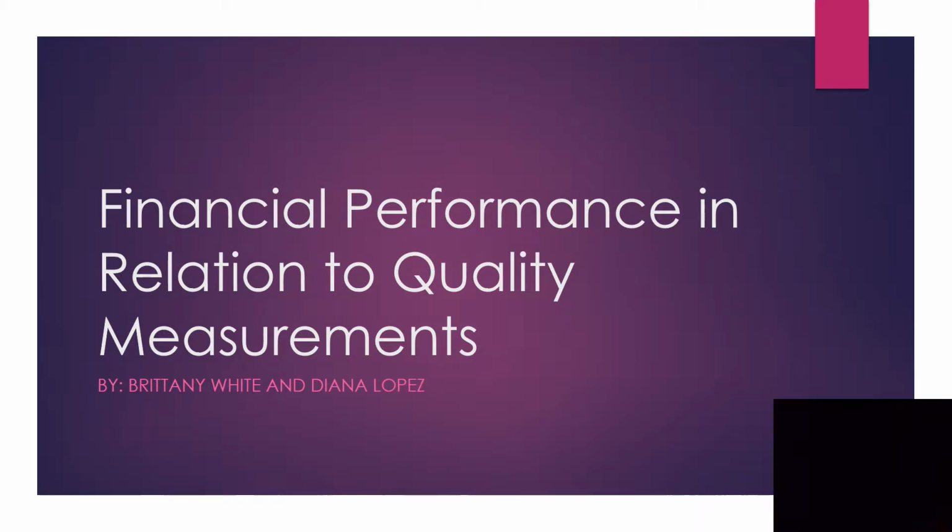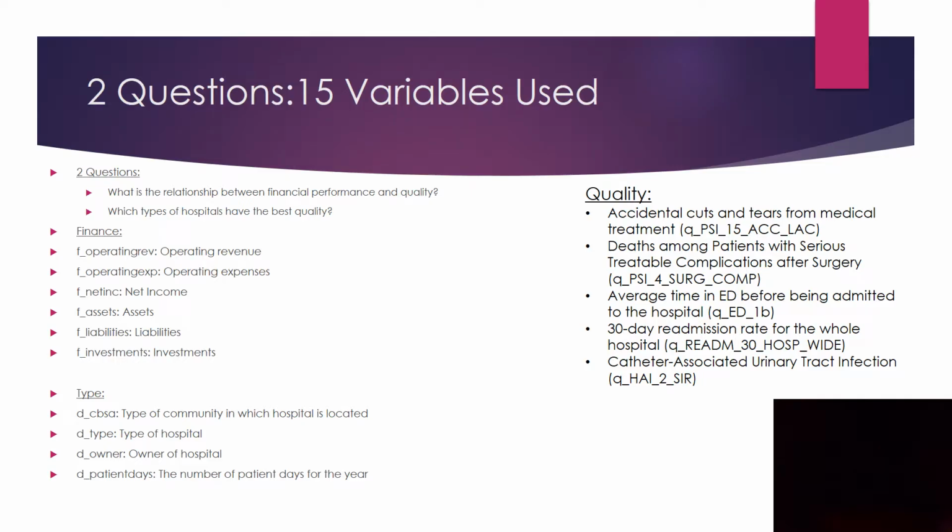Our project was based on financial performance in relation to quality measurements, presented by Brittany White and myself, Diana Lopez. The questions that were built on our foundation for our project were: what is the relationship between finance, performance, and quality, and which type of hospitals have the best quality? In order to address these questions, we composed a project that contained 3 categories of variables, which are stated right in the presentation. The 3 categories for the variables being finance, type, and quality.